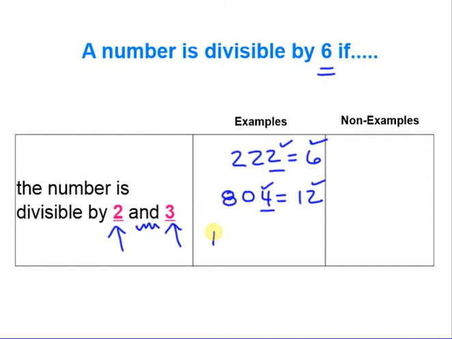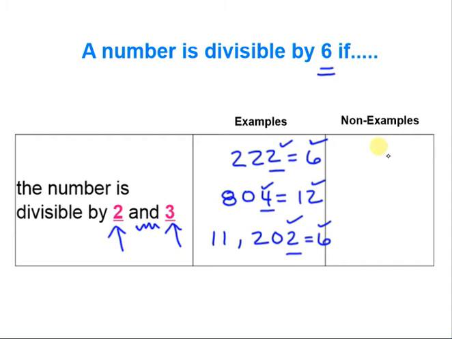We can do the number 11,206. So the last digit is even, so that would work. 1 plus 1 is 2, 2 plus 2 is 4, 4 plus 6 is 10. And as a matter of fact, that one will not work. So let me edit that a little bit. Let's do this. 11,202. So 2 is an even number, so that would work. 1 plus 1 is 2, 2 plus 2 is 4, 4 plus 2 is 6, and 3 goes into 6 evenly, so that would work.